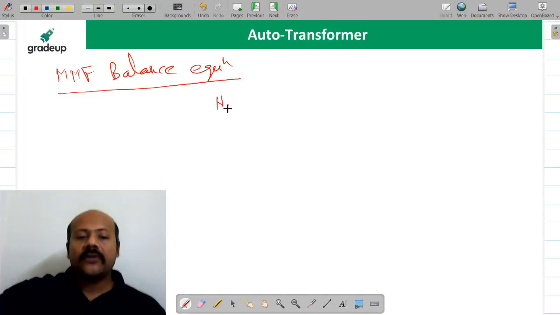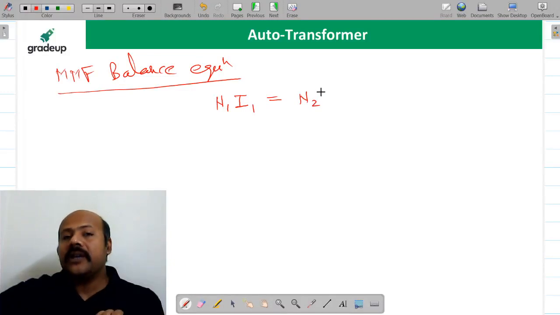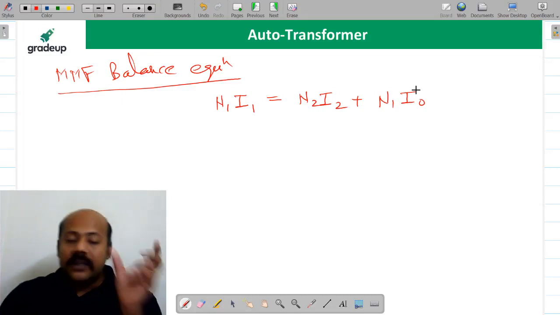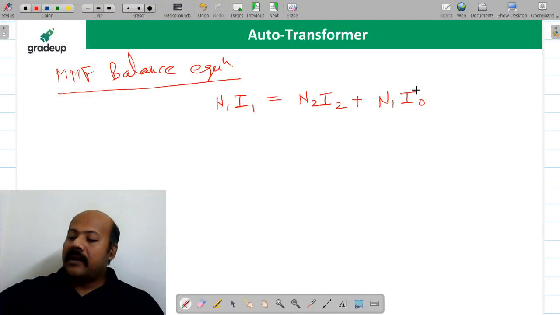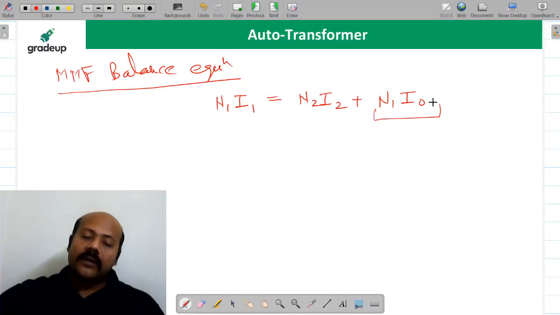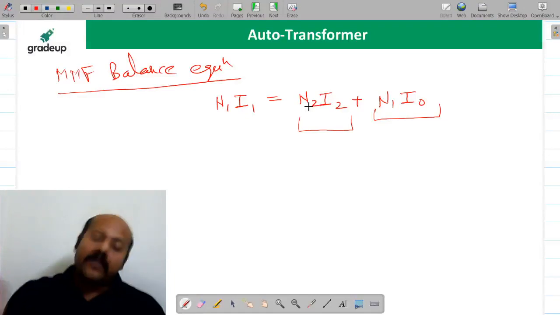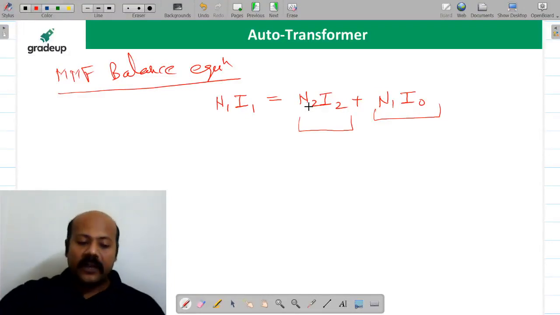What is the total MMF? The total MMF is going to be N1 I1. And this MMF is going to provide the compensation of the current in the load side or the secondary winding, that is N2 I2, plus N1 I0. Because this MMF is going to be divided into two parts. It is going to provide the magnetization of the core, because it is not an ideal transformer, it is a practical transformer, so some exciting current is required definitely. There are going to be losses also, and the secondary winding load side current I2 is going to give rise to an MMF N2 I2, and this is going to be compensated by the extra current drawn at the primary side. I hope you are comfortable with this.